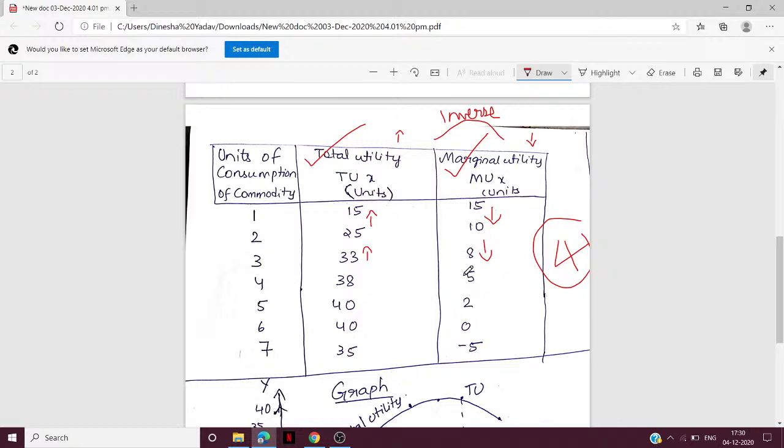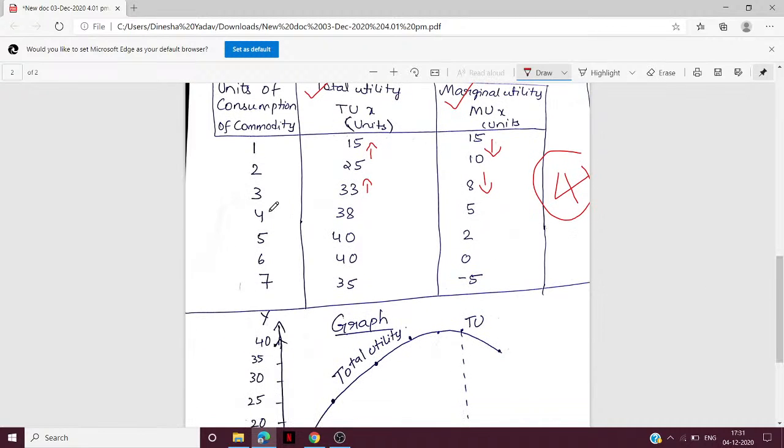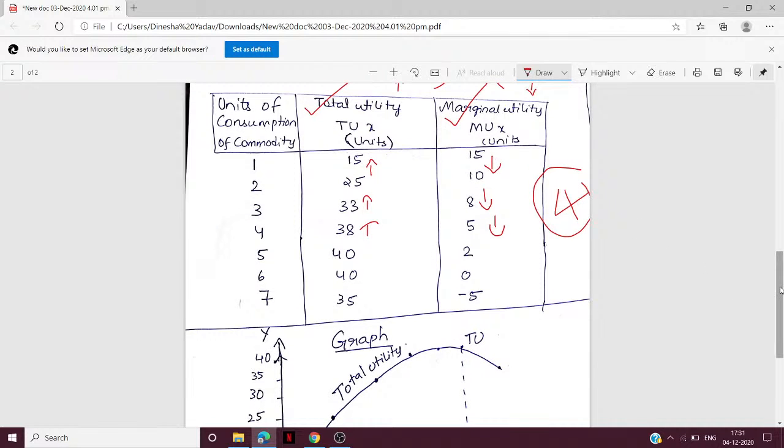Hope you are understanding the concept. Here you should understand only one thing: if total utility increases, marginal utility decreases. That's it. Same case in fourth unit also. Fourth unit, same, increasing, here decreasing. Next you should understand the main concept. When total utility till here, till fifth one, so sorry, 1 minute.